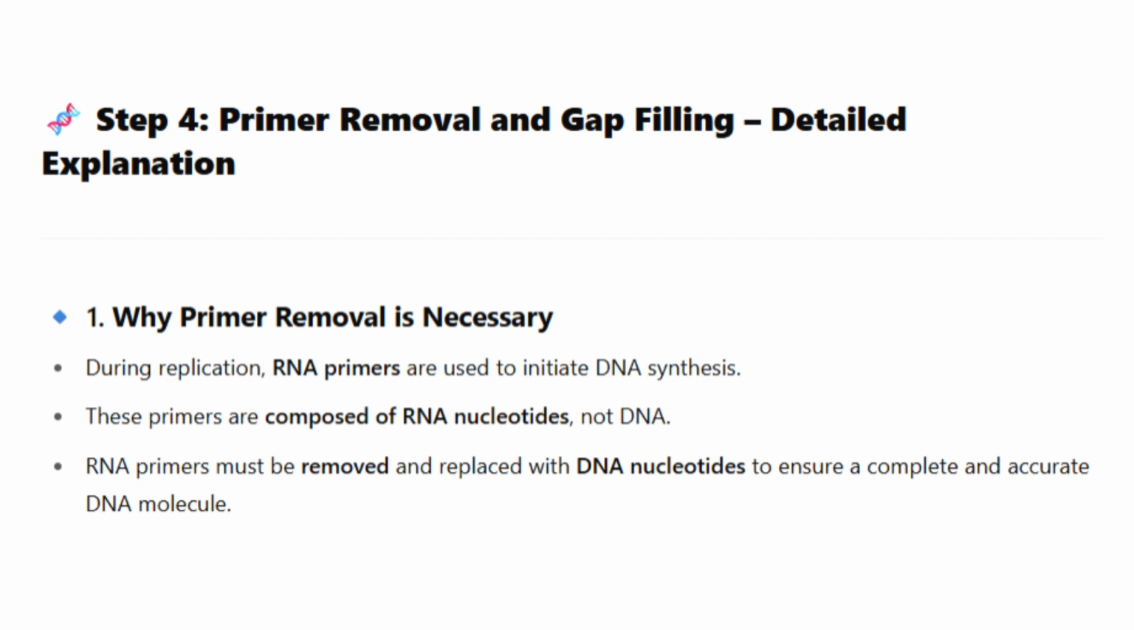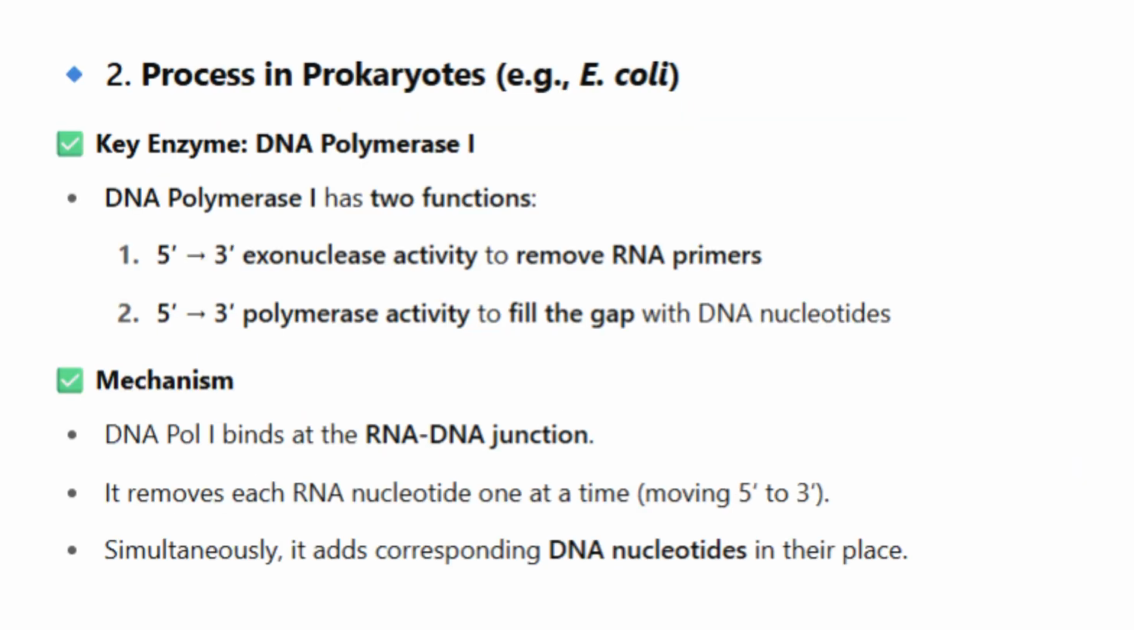During replication, RNA primers are used to initiate DNA synthesis. These primers are composed of RNA nucleotides, not DNA. RNA primers must be removed and replaced with DNA nucleotides to ensure a complete and accurate DNA molecule. 2. Process in prokaryotes, for example E. coli. Key enzyme: DNA polymerase I.